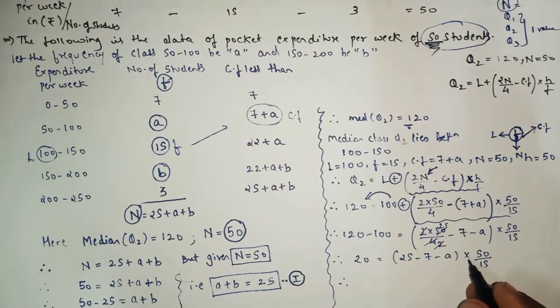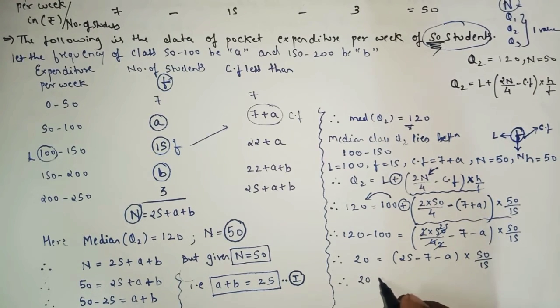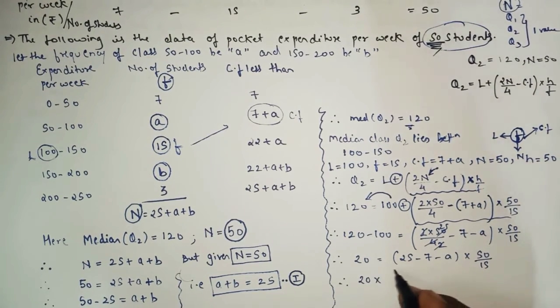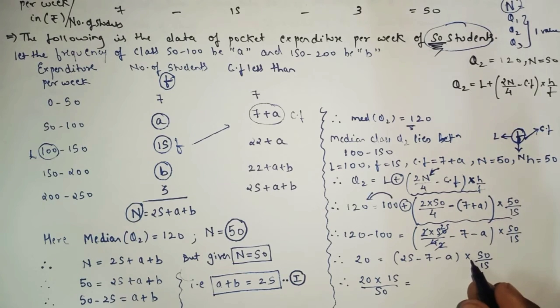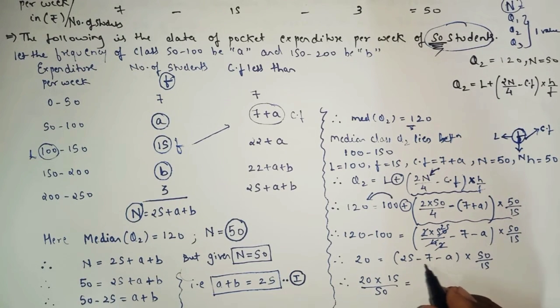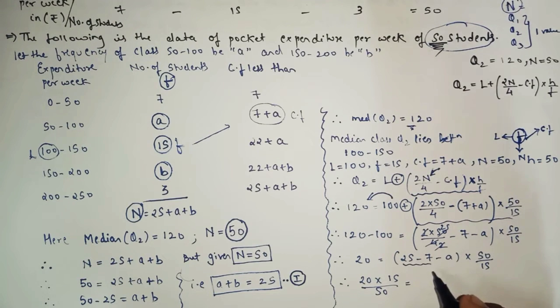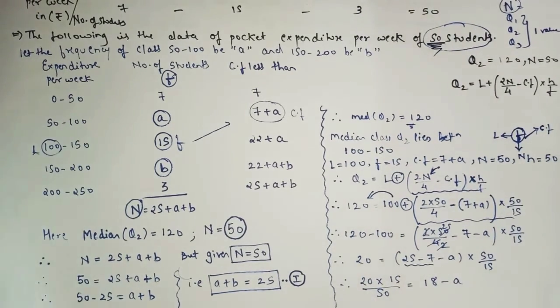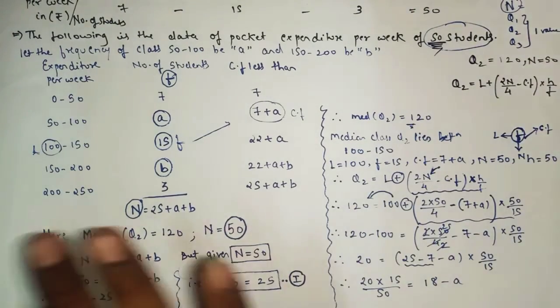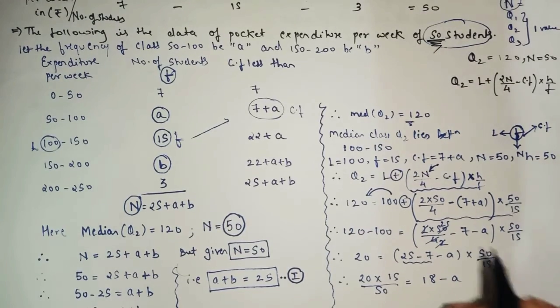here we have multiplication, yes or no? So we can shift this 15 to the left hand side, and this 50 will come down, as your relation is what, a multiplication, yes or no? So here we are left with 25 minus 7 minus a. So 25 minus 7, it is 18 minus a. I hope you all understood the step, what exactly I am doing.